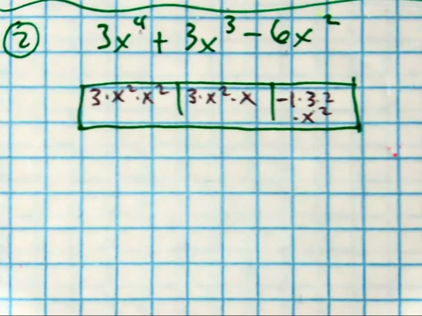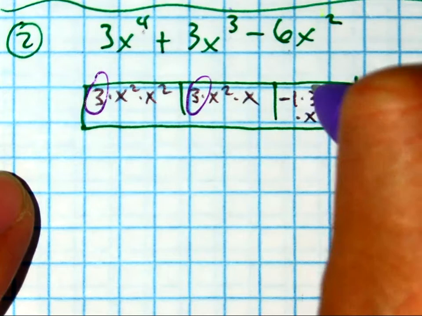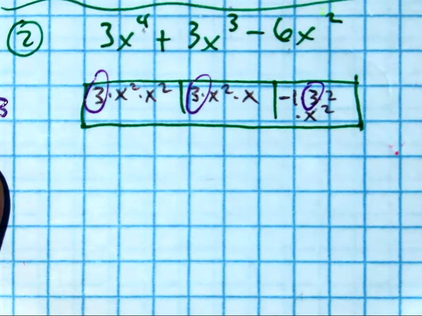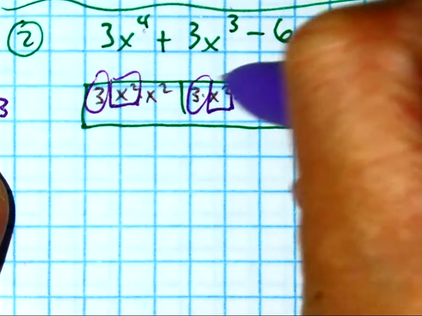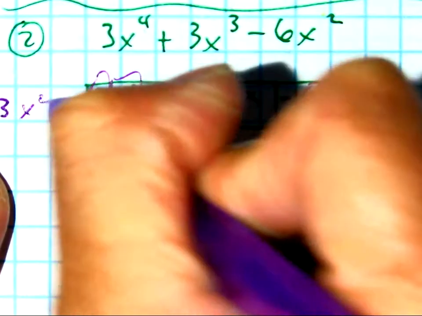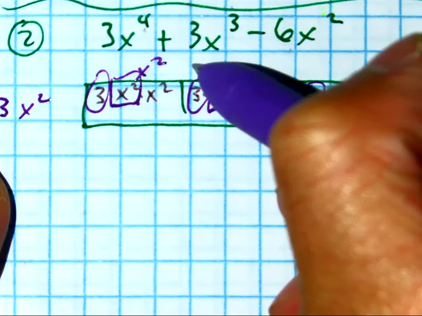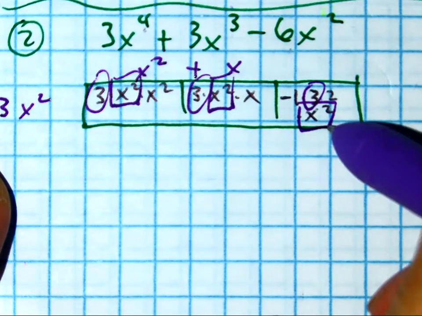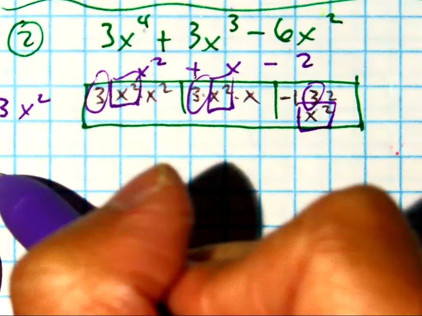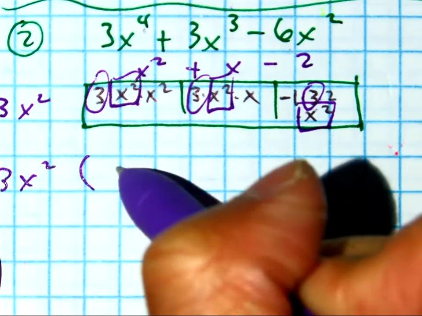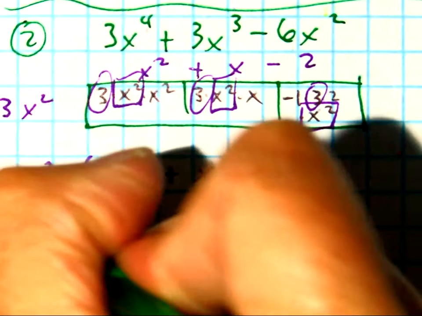Class, what do they all have in common? So I'm going to circle the 3's. Pay attention. I'm only going to write this 3 once. And then you guys said the x squareds. Class, what did I not circle? X squared. X is positive. Yes, that's where I write the plus. And minus 2. So 3x squared times the quantity x squared plus x minus 2. Here, we found that the greatest common factor is 3x squared.